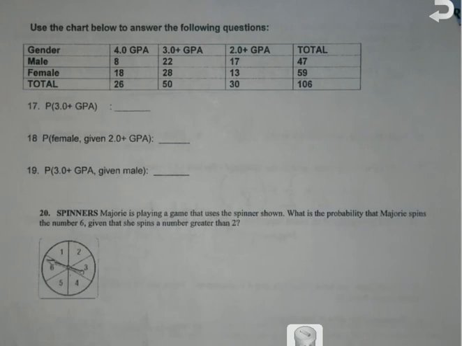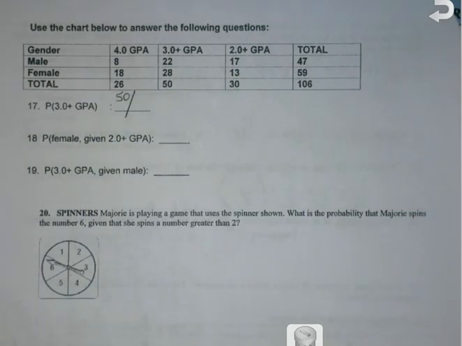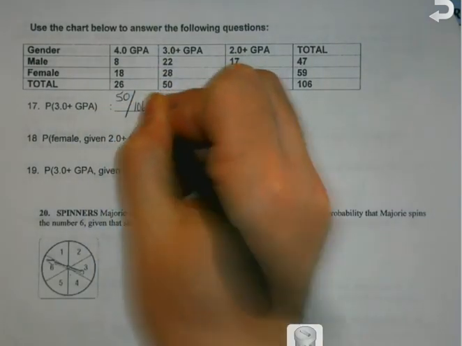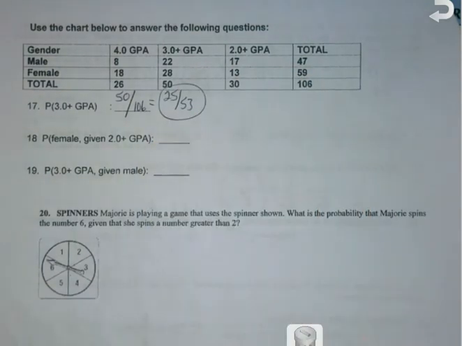All right, here's our chart. We got all our totals done already, so we don't have to do it on our own. Probability of finding someone with a 3.0 or greater GPA. How many of those people total are there? 50. How many total people are in our chart? 106. And reduce the fraction. Now, one little word in the next two is going to change things.